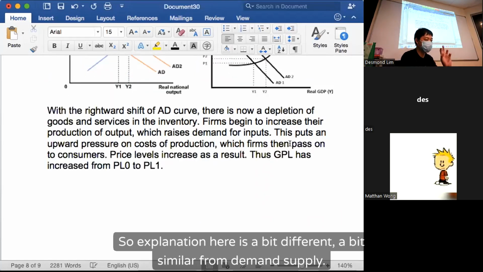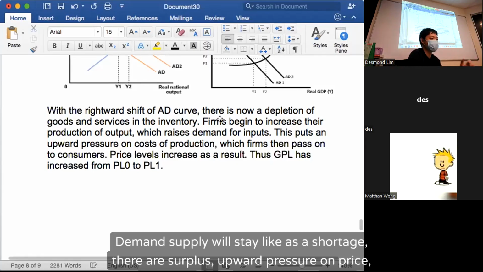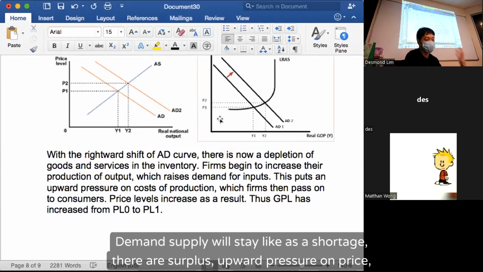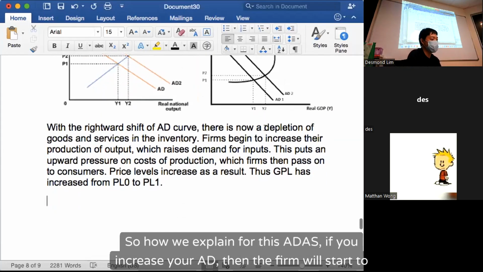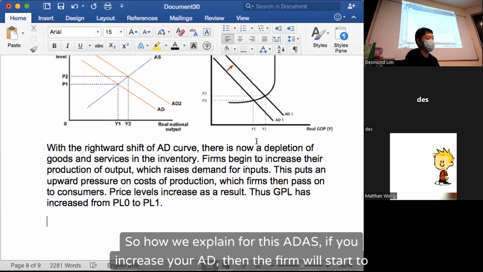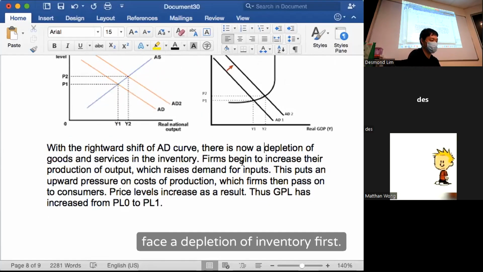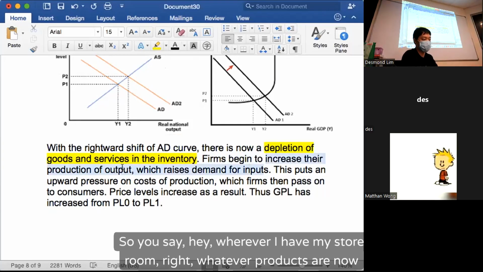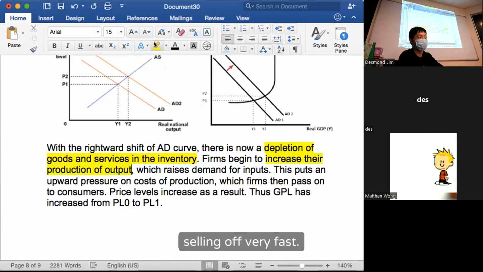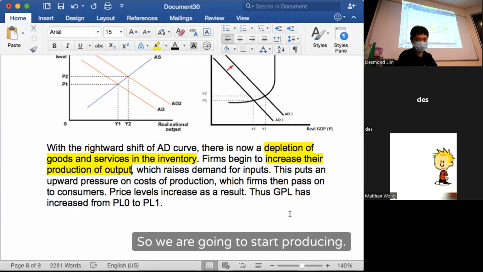Okay, so explanation here a bit different, a bit similar from demand supply. Demand supply will say there's a shortage, there's a surplus, upward pressure on price, downward pressure on price, that part. So how we explain for this AD-AS, if you increase your AD, then the firms will start to face a depletion of your inventory first. So whatever you have in the storage, it will get cleared up first. Then they are going to increase the production. So you say, whatever I have in my storeroom, whatever products are now selling off very fast, so we are going to start producing.